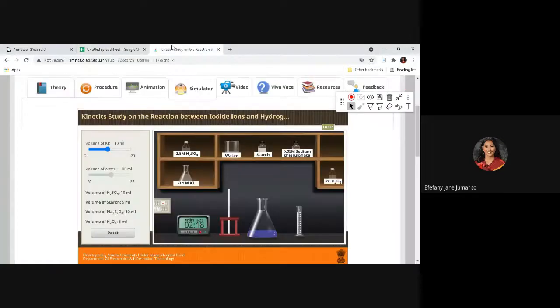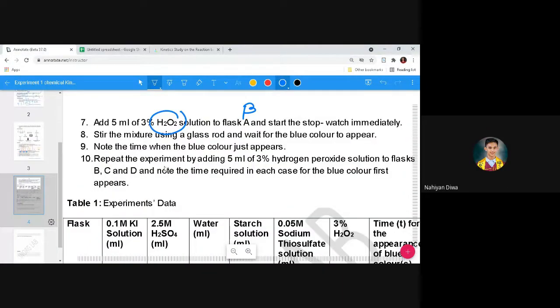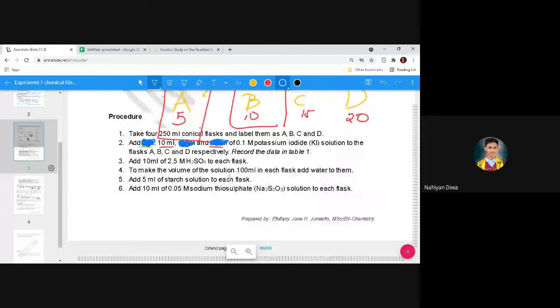Okay, so let's go to flask C. Okay, flask C. Okay, reset then reset. Okay, now let's have flask C. For our flask C, we are going to add how many ml? 15, ma'am. Maybe there is no 15. There is no 15. Maybe 16 is possible, ma'am. 16. Okay, so we adjust.